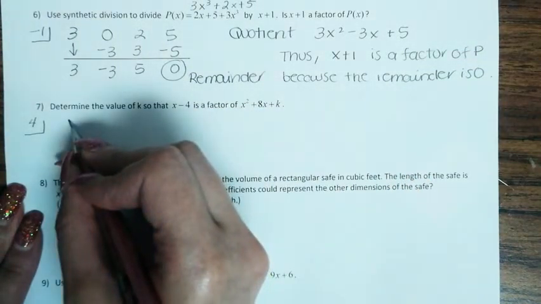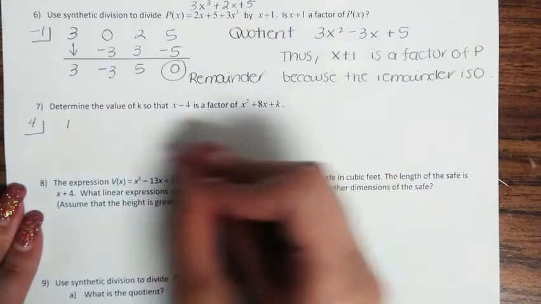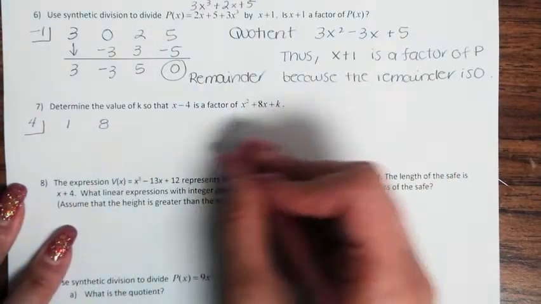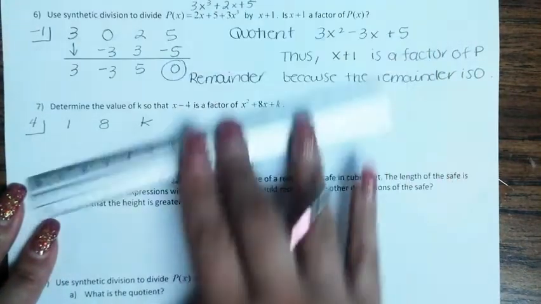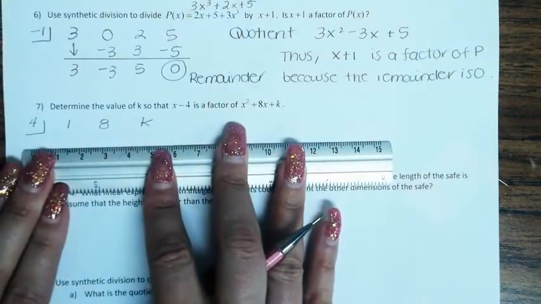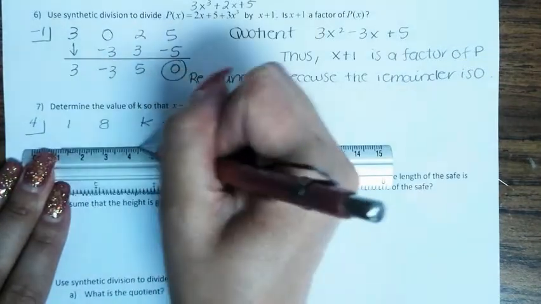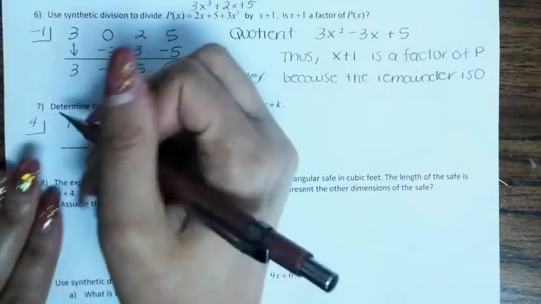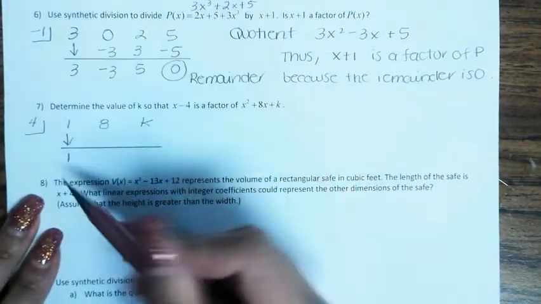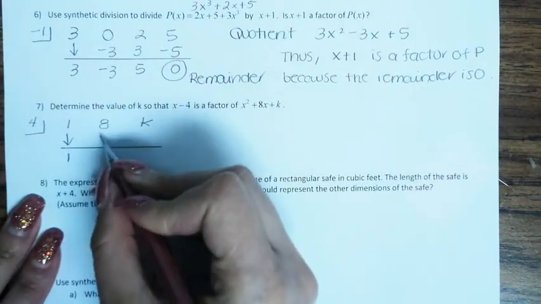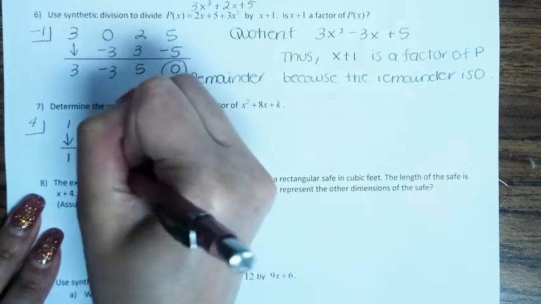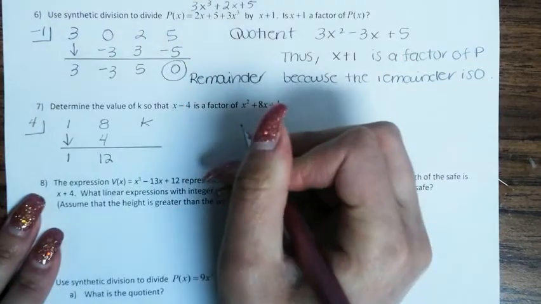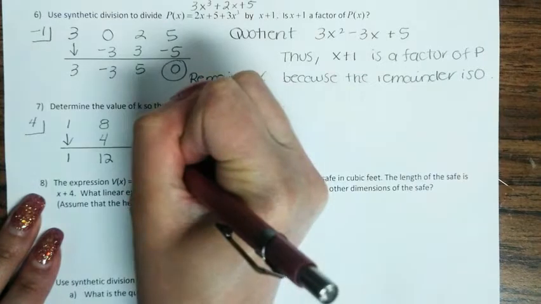After that, you need to organize your coefficients from the highest exponent to the lowest exponent coefficient. The first coefficient is 1. The second coefficient that you have is 8. And then the last coefficient that you have, that is a constant, is the k. Similarly, we're going to do our line here, so we can keep everything organized. Here I'm going to drop my 1. So 1 times 4 is going to be 4. You know that 8 plus 4 is going to be 12. 12 times 4, that's going to be 48.